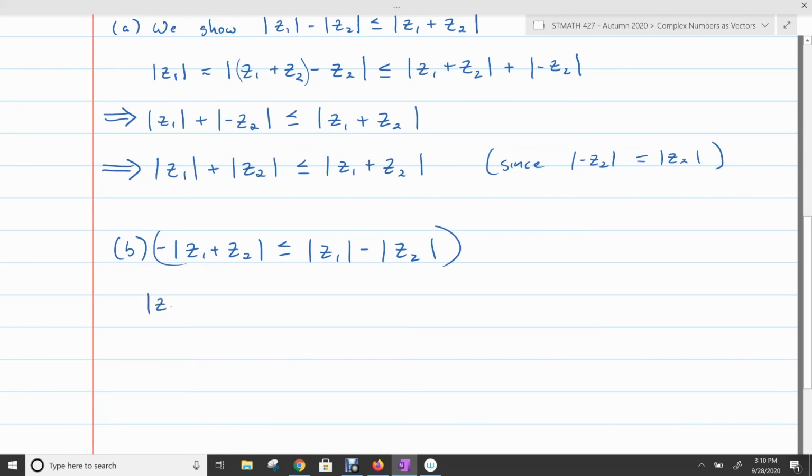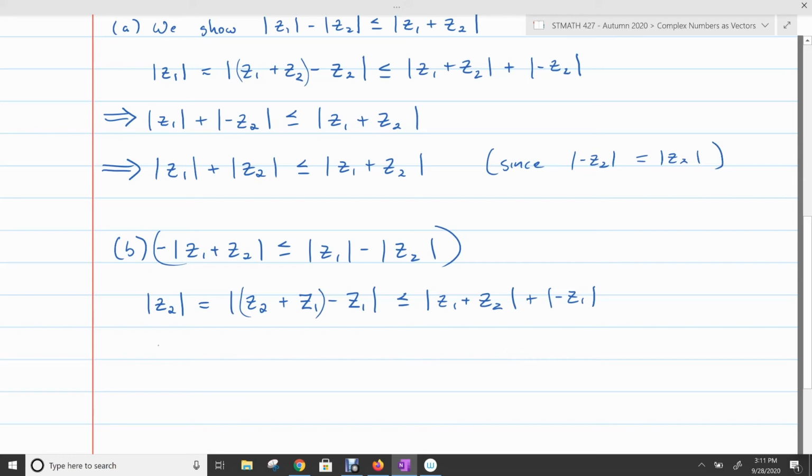So if we start with modulus z2, we can write that as modulus of z2 plus modulus of z1, or inside the modulus we can write z2 plus z1 minus z1. And then we can do the same trick with the triangle inequality. So we can write that like this. So we can say less than or equal to here, modulus z1 plus z2 plus modulus negative z1. But we can get rid of that negative there, so I'm not worried about that.